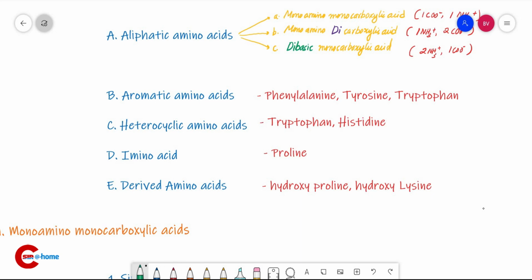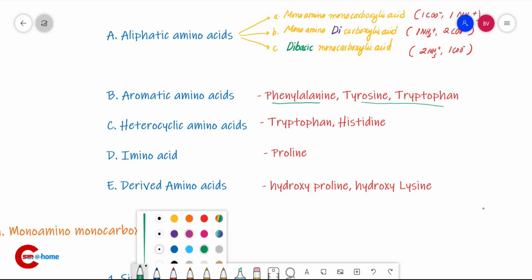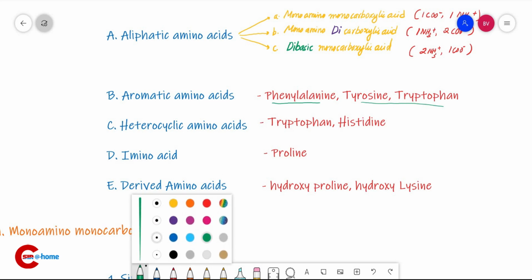Then aromatic amino acids. Examples: phenylalanine, tyrosine, and tryptophan. These things you need to study for objective type questions. Then heterocyclic amino acids. Here also tryptophan, and histidine are heterocyclic amino acids.